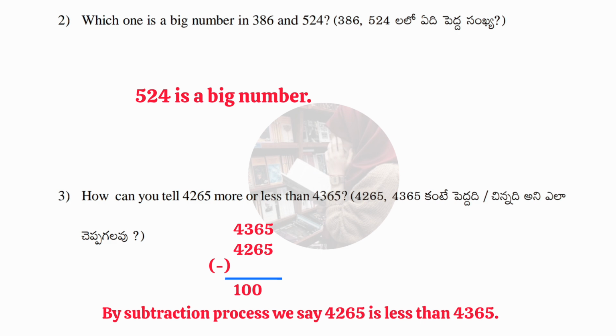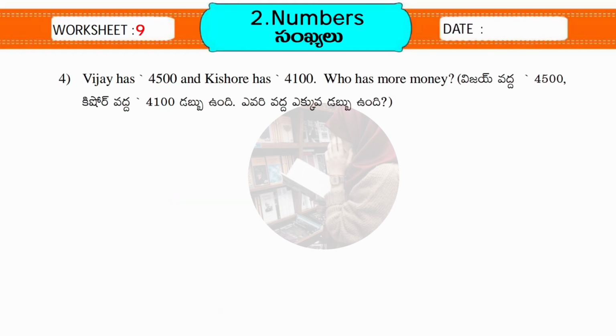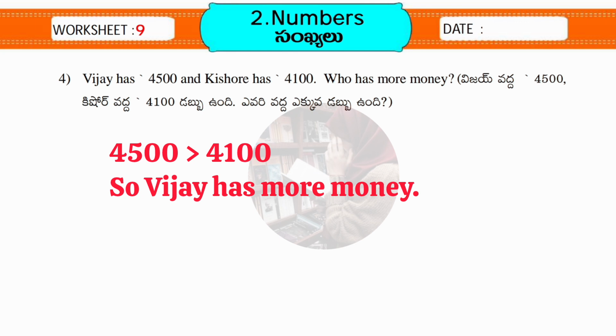Okay. Now we'll move to the next fourth sum, which is Vijay has 4,500 and Kishore has 4,100. Who has more money? Absolutely, Vijay has the more money. Okay, we'll show it by the symbol 4,500 greater than 4,100. So absolutely Vijay has more money. Understood, guys? So these are all very easy sums.